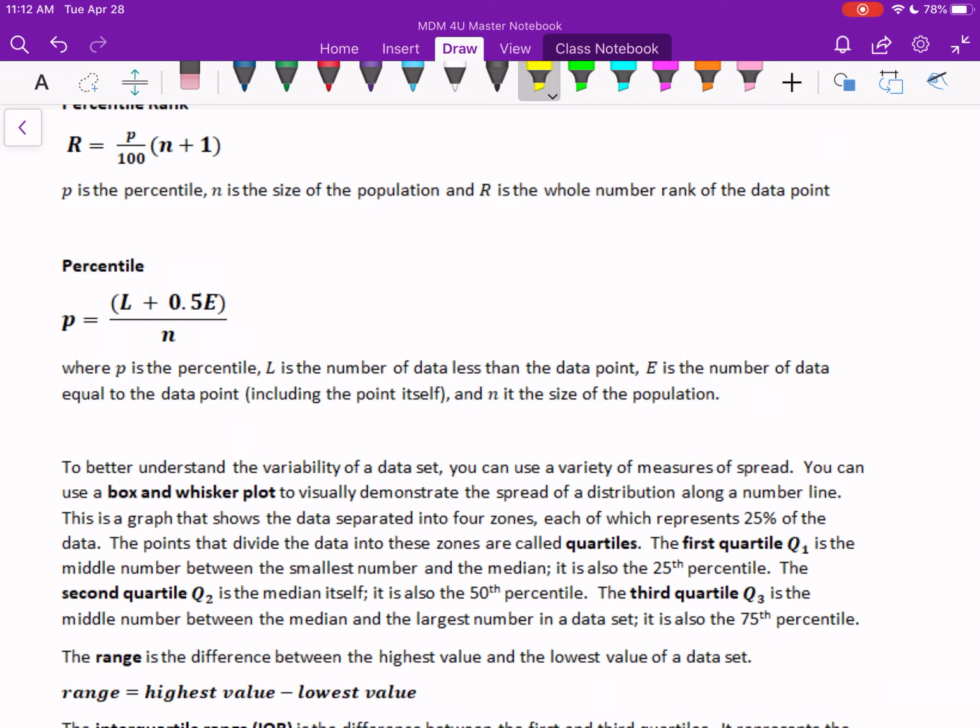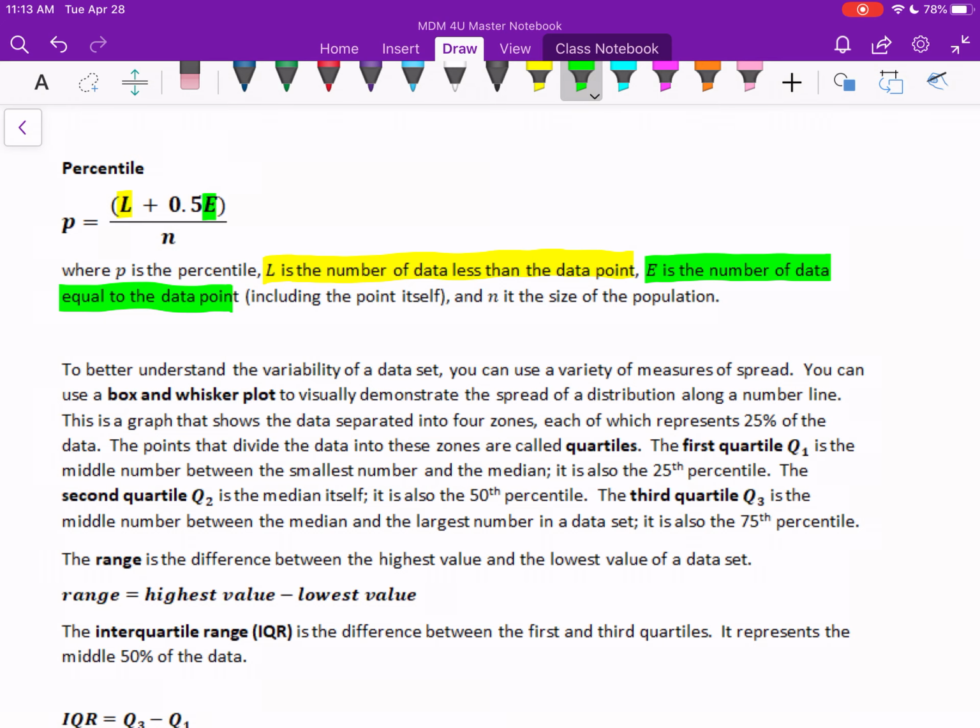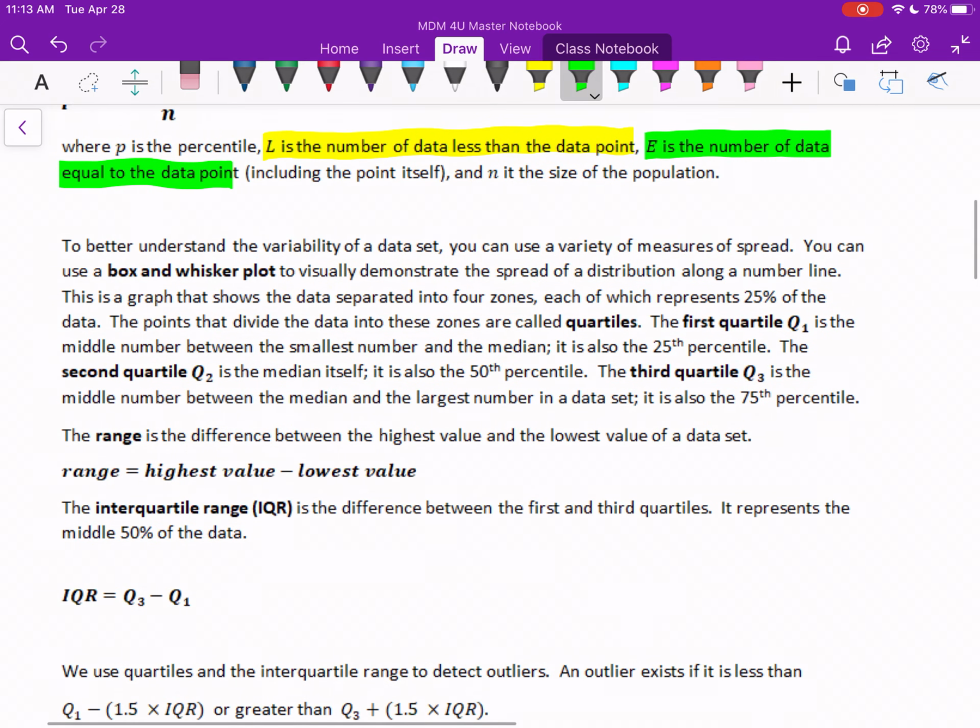The other formula is the actual percentile formula, and that's P again for percentile. And then we need to know how many pieces of data are less than it, because again, that's what percentile measures, how much data is lower than something. So L stands for the number of data points that are lower than what you're looking at. And E is going to stand for the number of data points that are equal to it. Because sometimes a particular piece of data you're looking at could have other ones that are equal to it. Again, if that's not making perfect sense to you right now, don't worry. We'll look at some examples.